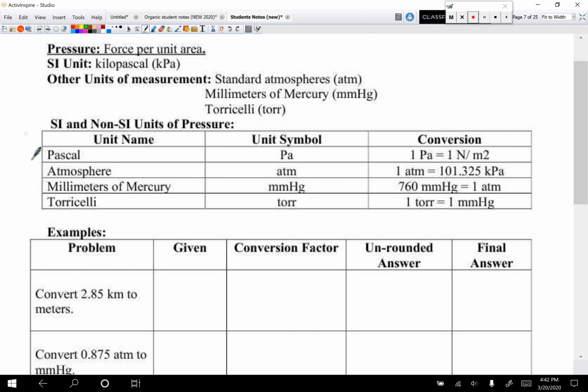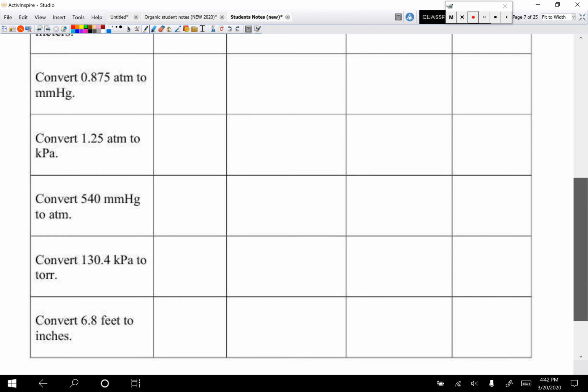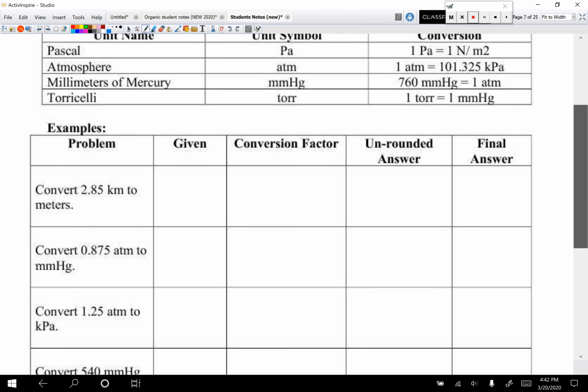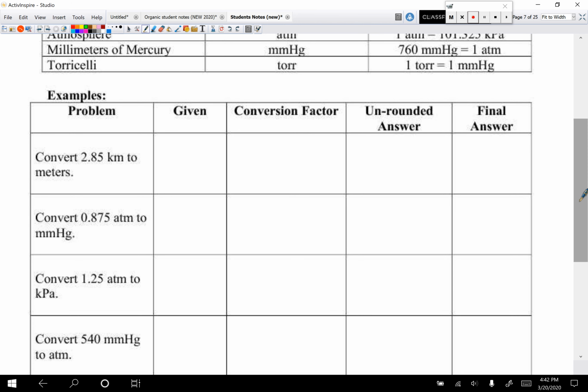So we have our little chart here of different units, and basically what we have right here is what they're equal to. Because 1 atmosphere is equal to 101.325 kPa, these are the conversion factors that we're going to use. All right, so I'm going to do the first two and let you work on the other conversion factors here. This is how you always set them up.